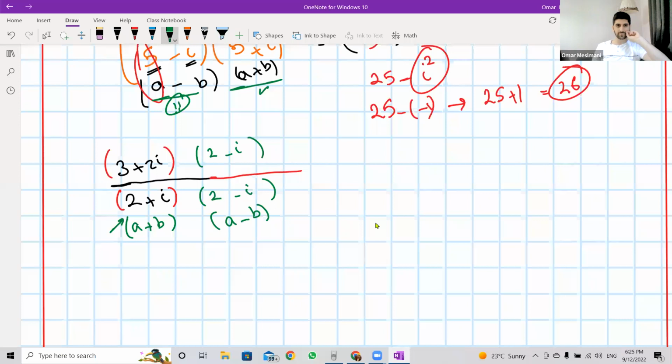Until now, any problem? We use it for the root 2. Exactly, Tasneem. Bravo.